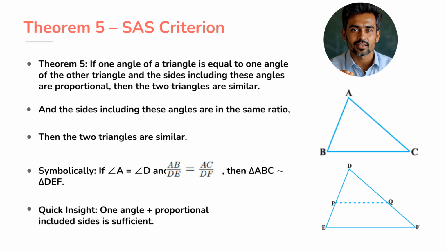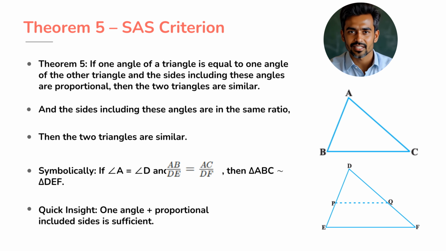Here's the cool part: the key here is just one angle and the proportionality of the sides. It's like saying, if the angle is the same and the stretch or scaling of the sides is the same, then the two triangles must be similar.